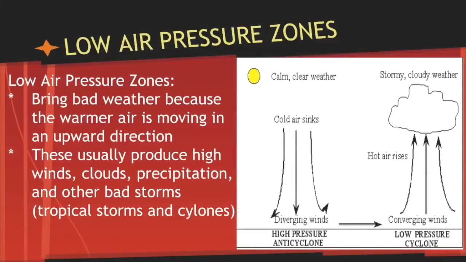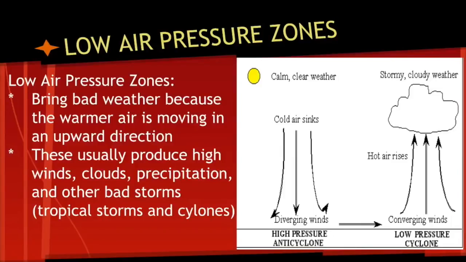We really have different air pressure zones. A low air pressure zone will bring bad weather because the warmer air is moving in an upward direction. These zones usually produce high winds, clouds, precipitation, and other bad storms like tropical storms and cyclones. If you look at our diagram here, the low pressure is considered the cyclone example. Basically, the hot air rises, and it creates that stormy, cloudy weather.